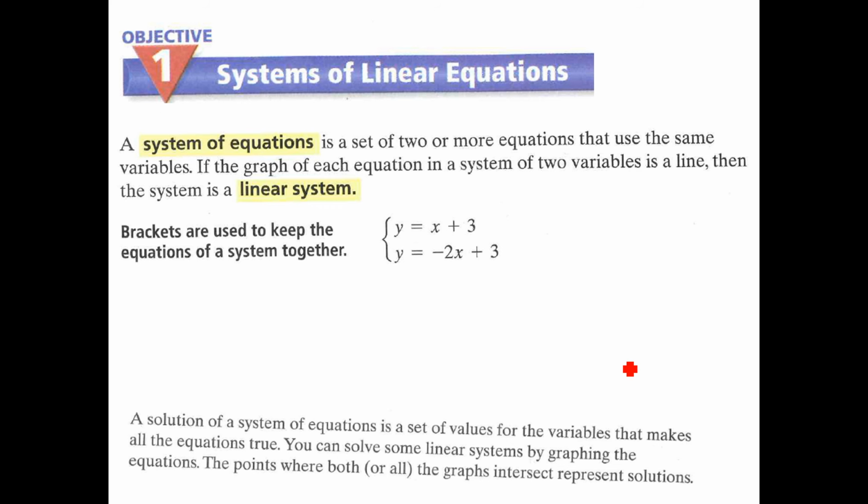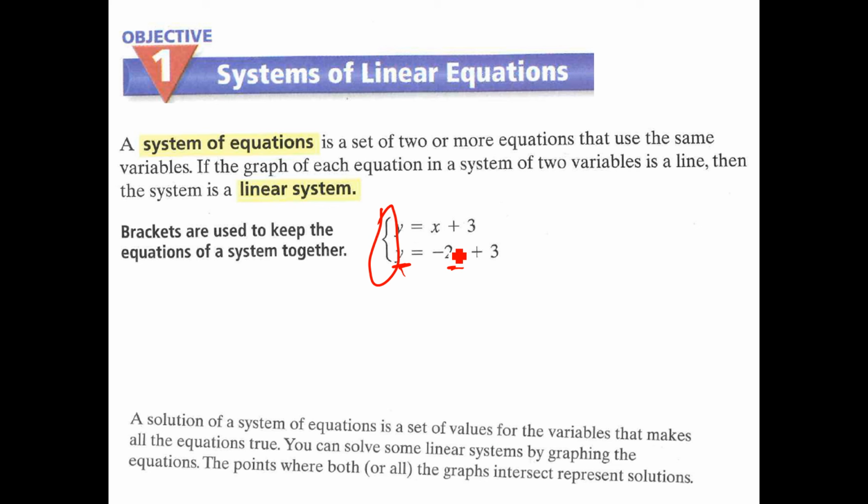A system of equations is a set of 2 or more equations that use the same variables. If the graph of each equation in the system of 2 variables is a line, then we're talking about a linear system. We use the bracket to organize the equations and say that we're working with them together. Notice that both equations have y's and x's. So the solution of a system is the set of values for the variables that makes all the equations true.